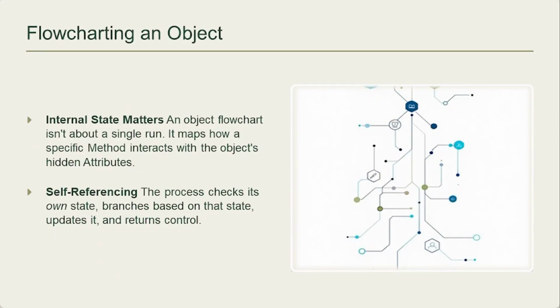An object flowchart is not just a single run. It is a map of how a specific method interacts with the object's hidden attributes. Self-referencing, which is the most important concept of object-oriented programming, which you are going to understand more deeply in episode 4. This process checks its own state, branches based on that state, updates it, and returns the control.